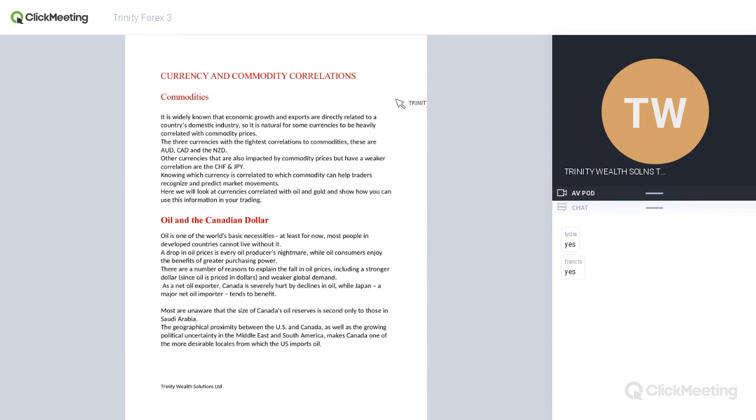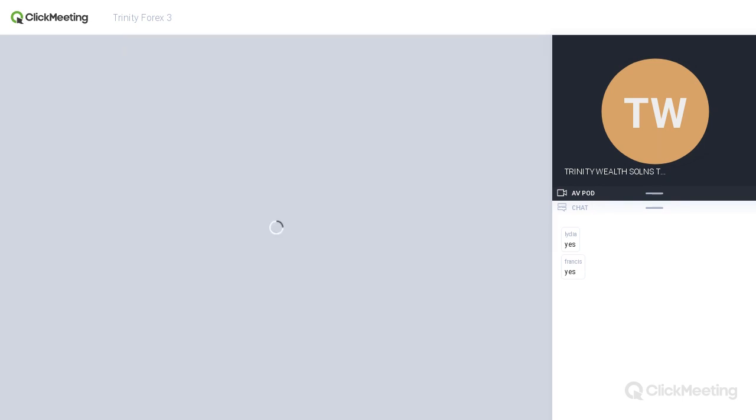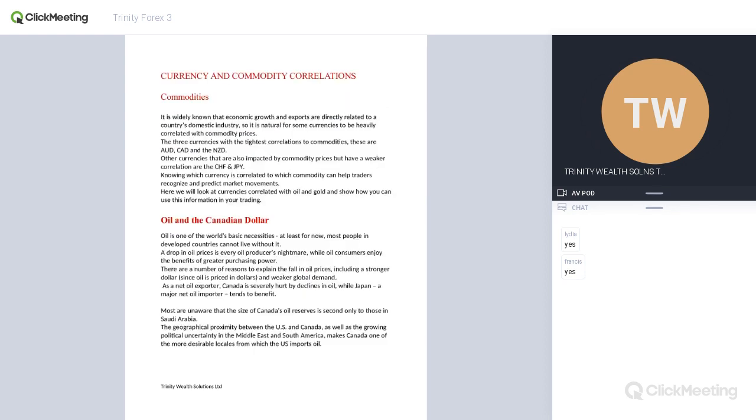So, currency and commodity correlations. It is widely known that economic growth and exports are directly related to a country's domestic industry. So it is natural for some currencies to be heavily correlated with commodity prices. Even this being theory, I don't think we need to read through. I will just explain, then in your own time, go and read and ask any question, or observe what happens when oil goes up. Oil and the Canadian dollar, for example, are highly correlated.